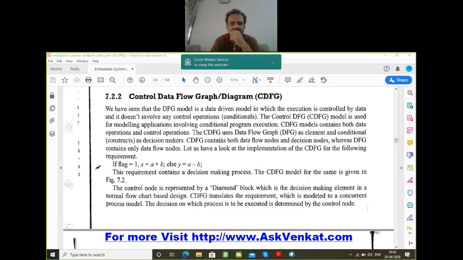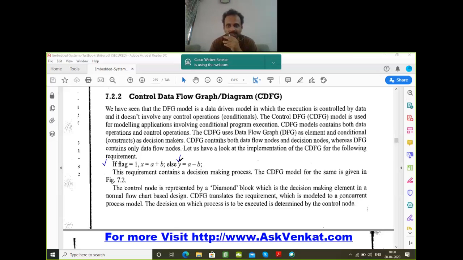Okay, so you have this condition. If flag is equal to 1, x is equal to a plus b. So the condition or the control is the flag. If flag is 1, you have to perform the addition operation. Otherwise, you have to perform the subtraction operation: y is equal to a minus b if flag is not 1.